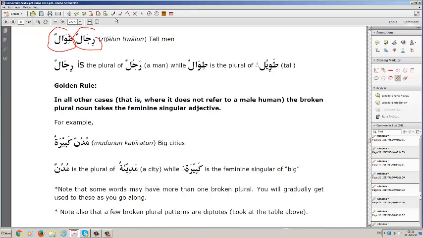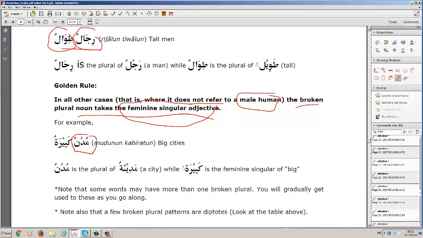However, this is normally in far fewer cases. In all other cases, that is where the noun does not refer to a male human being, where a noun refers to everything else, females or non-humans, then the broken plural takes the feminine singular adjective, especially in the case of non-human beings. Okay, this sounds complicated, but with practice you get used to what this means. This is very important to understand because the vast majority of plurals in Arabic fall under this particular category.